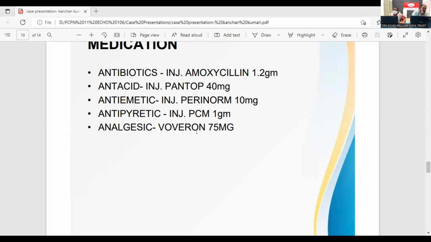Anybody wants to add any points? So if you don't have any questions, we can wind up the session. So today we have learned many things, especially intestinal obstruction. So I think this is new information for you all about intestinal obstruction.